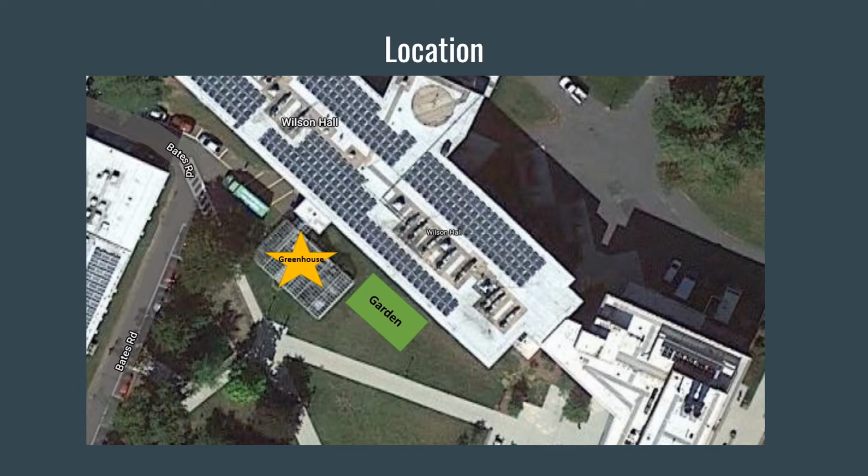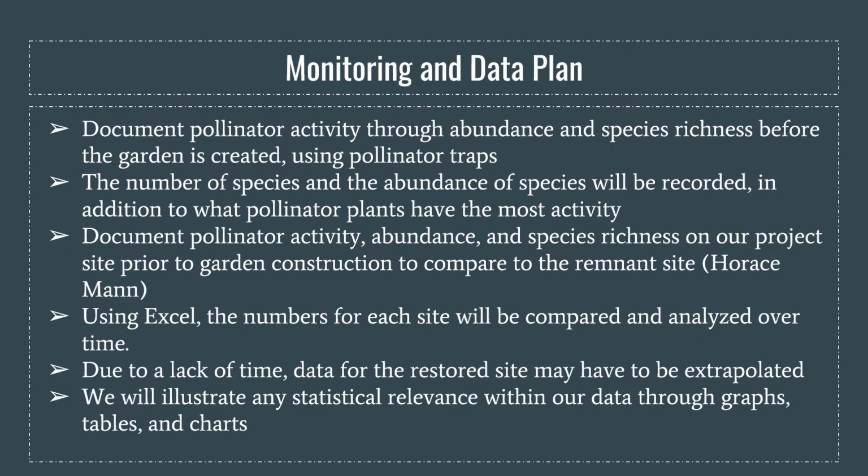Our project site is located just outside the greenhouse, on the wall of Wilson Hall. Our monitoring and data plan begins with documenting pollinator activity through abundance and species richness before the garden is created using pollinator traps. The number of species and the abundance of species will be recorded in addition to what pollinator plants have the most activity.